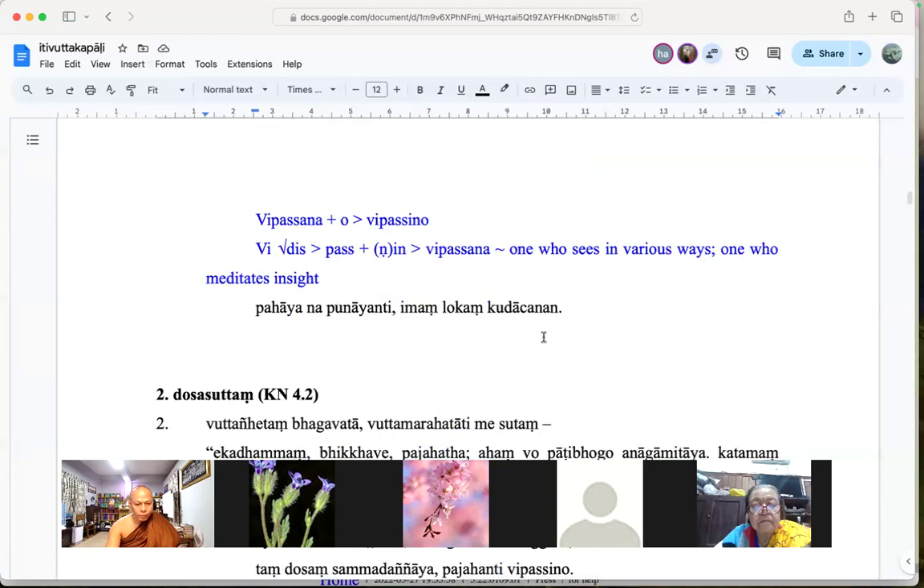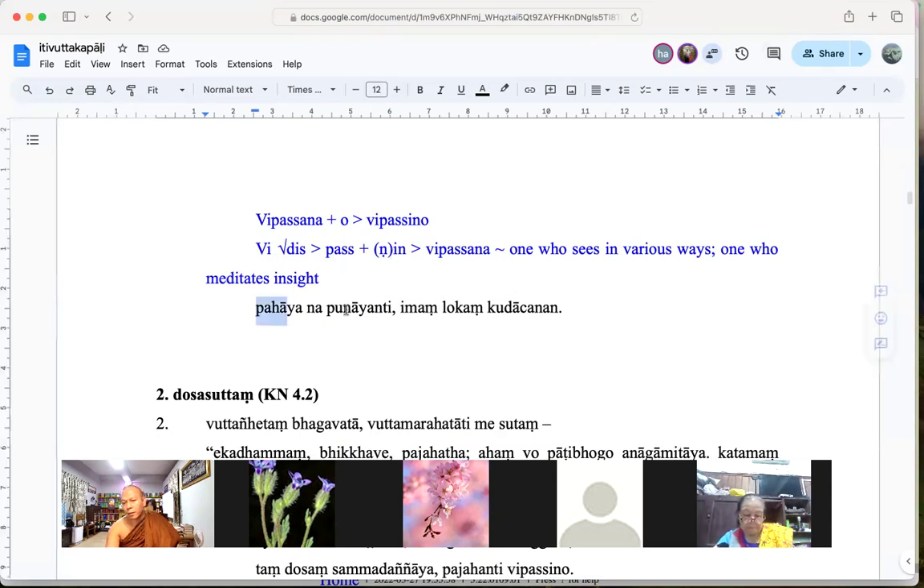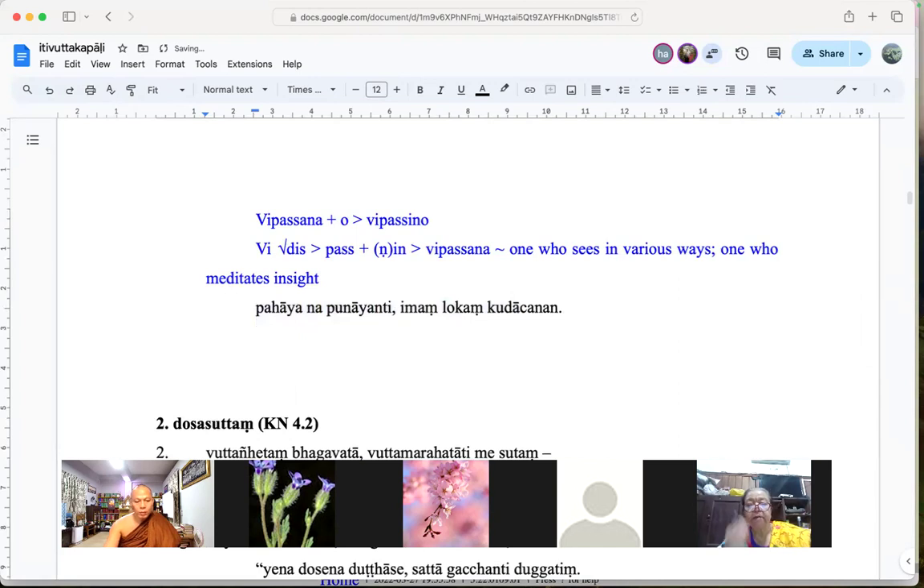And now the last line. Bahaya na punaeyyandi imam lokam udajanam. So bahaya also: prefix ha, root ja, and suffix ya. So bahaya, we already know that. So having abandoned, the same, having abandoned.